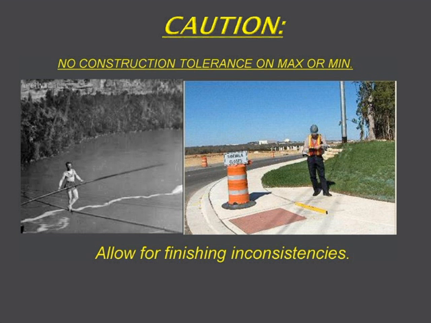The first word of caution when it comes to the ADA is they don't have a construction tolerance on anything that's a maximum or minimum. You've got to allow for finishing inconsistencies. What I tell our designers is don't design to the maximums or the minimums, because you're putting that guy in the field on a tight wire, you're cornering them. In reality, we're not talking about laser precision out in the field. So you've got to give them some kind of cushion, some room to work with.